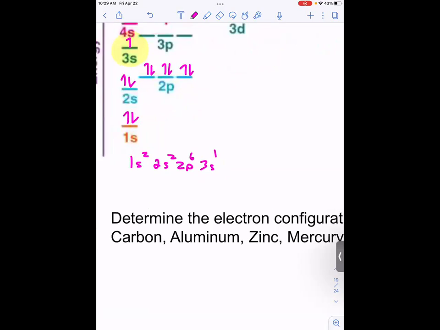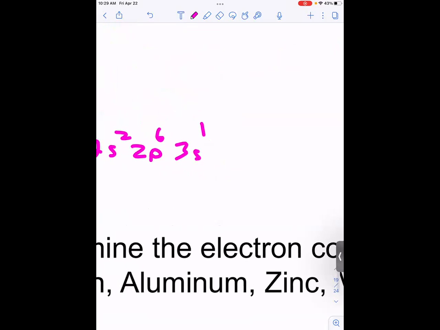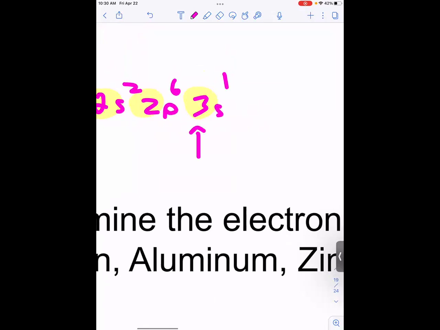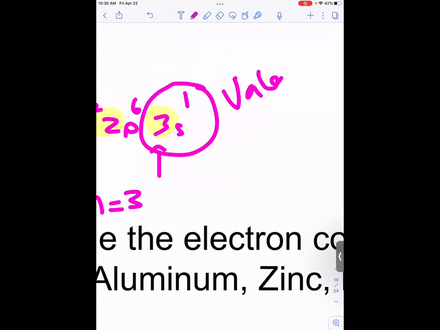So what this electron configuration tells me is this. All right, now look at the numbers. N is 1, 2, 3. So the highest energy level, N is 3. What that means is that these are my valence electrons. These are the electrons that either get given away, or that's the orbital that can accept electrons.